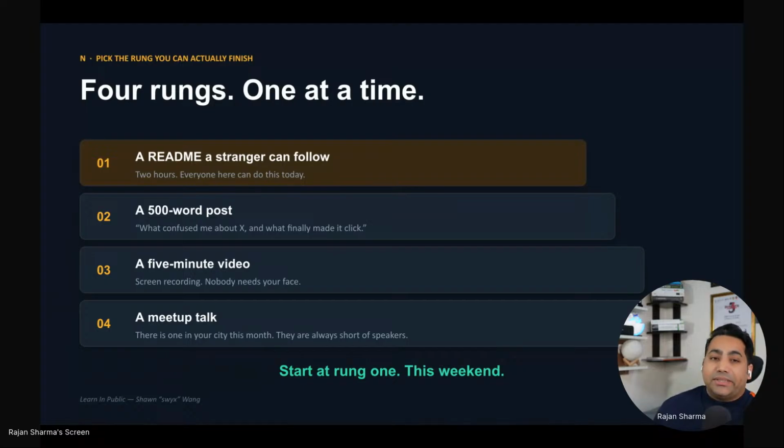And this is how you design things. First, create a README that a stranger can actually follow, in 2 hours. Everyone can do it today. Two is a 500-word post. Here is the best formula for a beginner: what confused me about X, and what finally made it click. It's more about the technology you have learned and how you're going to explain it to someone.